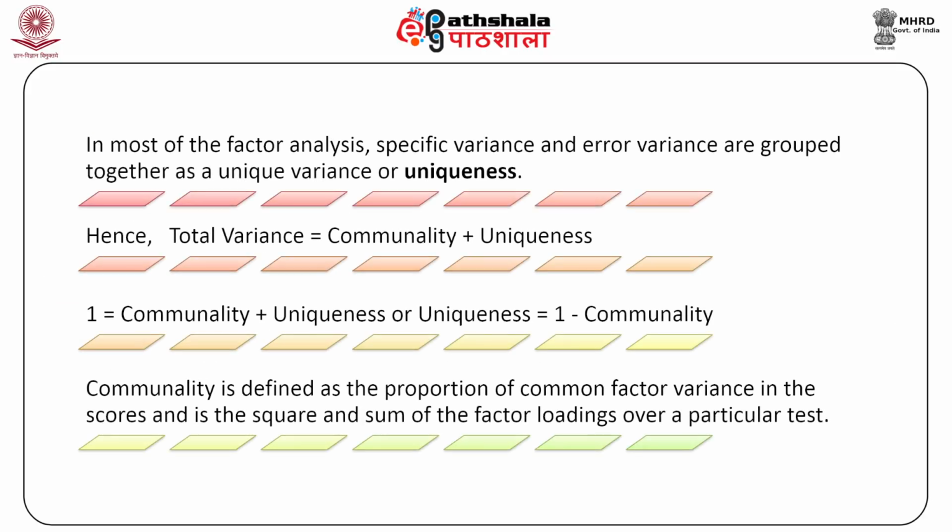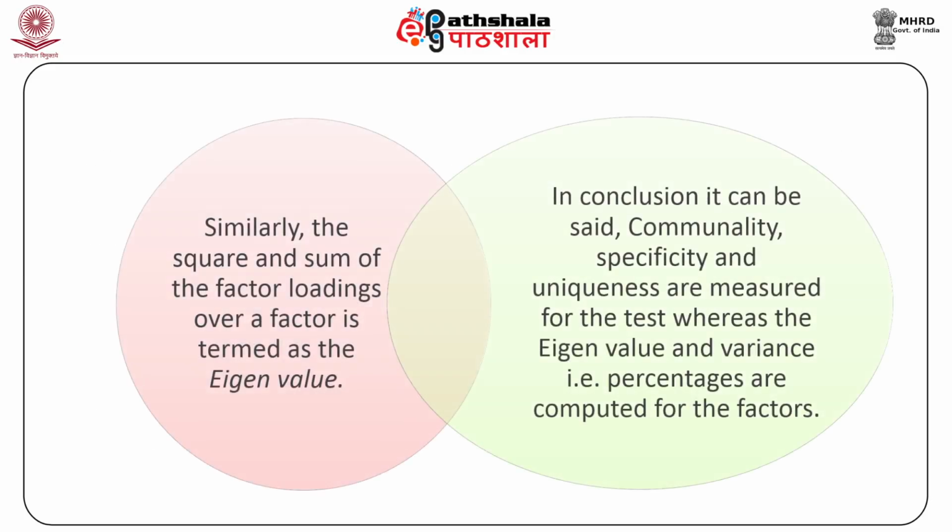In most factor analysis, specific variance and error variance are grouped together as a unique variance or uniqueness. Hence, total variance is equal to communality plus uniqueness. 1 is equal to communality plus uniqueness, or uniqueness is equal to 1 minus communality. Communality is defined as the proportion of factor variance in the scores and is the sum of squares of the factor loadings over a particular test. Similarly, the sum of squares of the factor loadings over a factor is termed the eigenvalue.